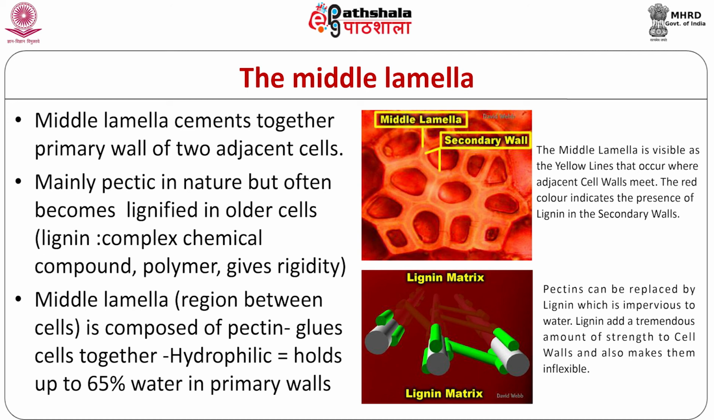The figure shows the structure of the middle lamella and secondary cell wall, where the middle lamella is visible as the yellow lines that occur where adjacent cell walls meet. The red color indicates the presence of lignin in the secondary walls. Figure 2, that is the lignin matrix. The pectins can be replaced by lignin, which is impervious to water. Lignin adds a tremendous amount of strain to the cell wall and also makes it inflexible.